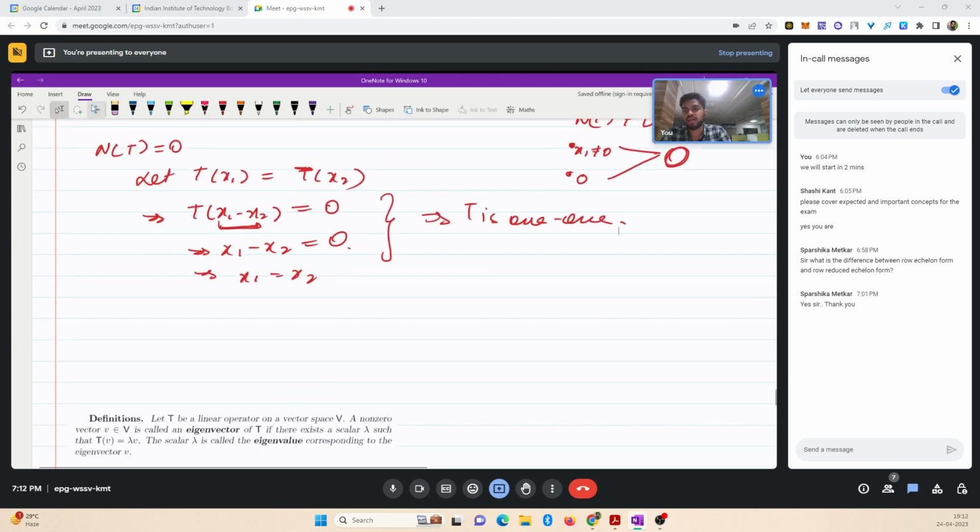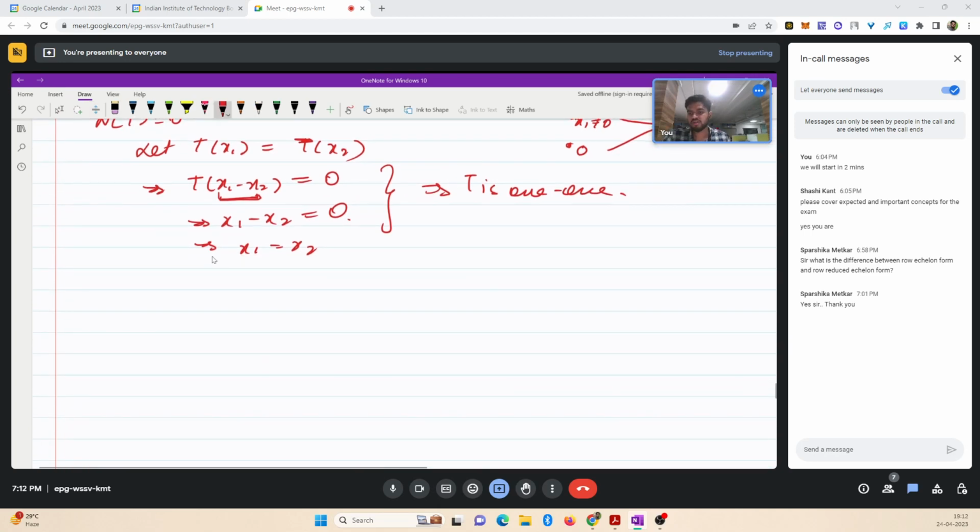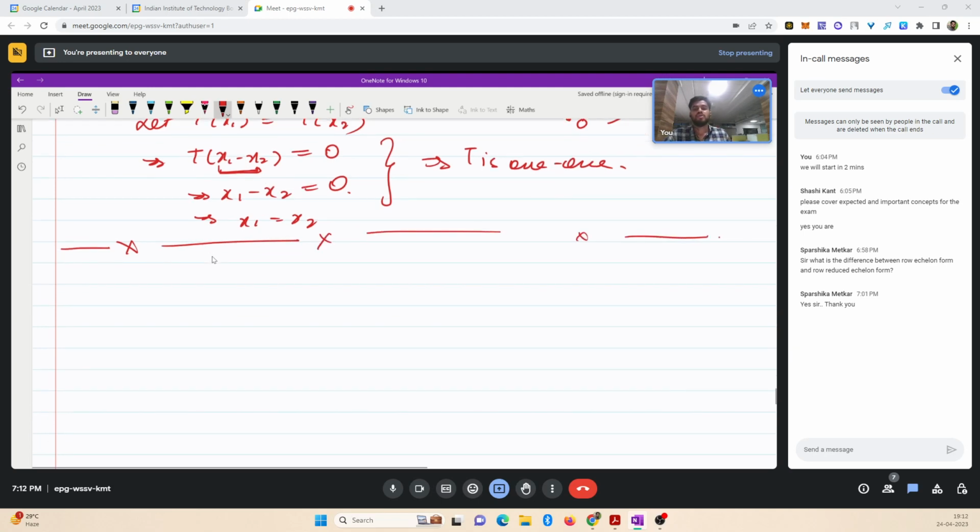Another thing, I haven't included it here, but I'll include. One more thing is that for every transformation T, you can find a matrix representation. So for every transformation T, you can find a corresponding matrix to it, and for every matrix A, you can find a corresponding linear transformation to it.